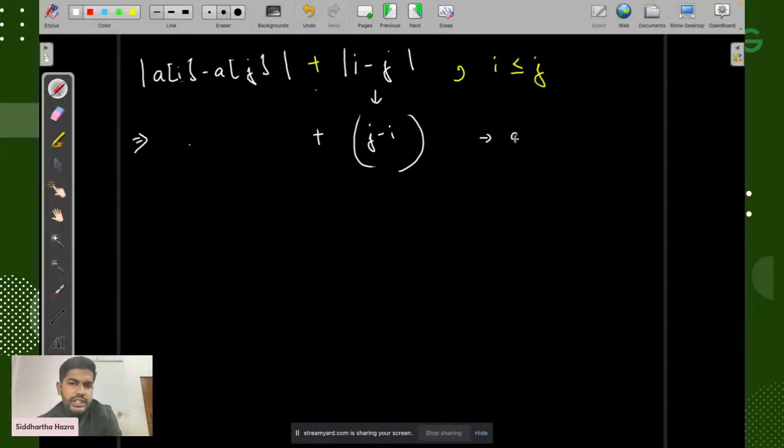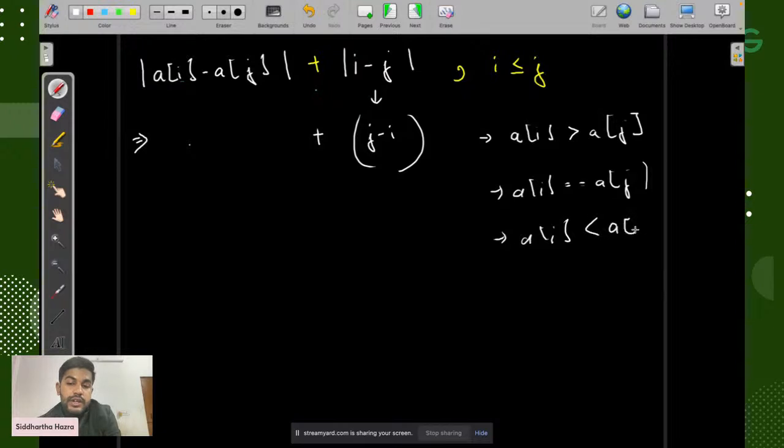So what are the conditions? The conditions are: if a of i is greater than a of j, the next condition is if a of i is equal to a of j, and the next condition is if a of i is less than or equal to a of j itself. These are the three conditions that you need to understand.